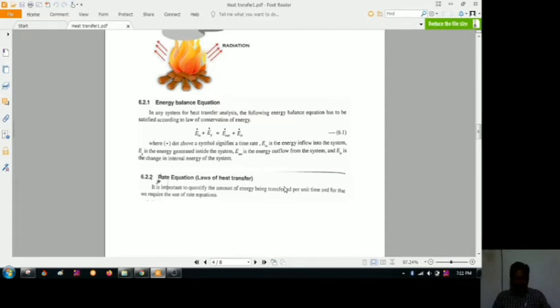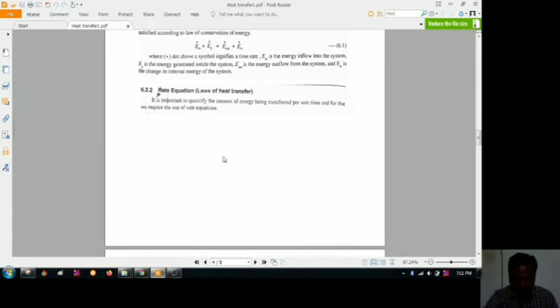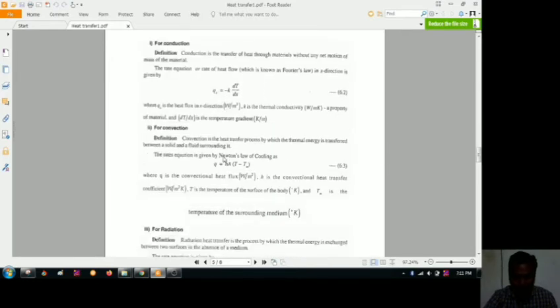Here you can see that energy in plus energy generation is equal to energy out plus internal energy, where the dot above the symbol signifies the time rate. So we are talking with respect to time rate, right? In that aspect we'll see the rate equations, that is the laws of heat transfer. It is important to quantify the amount of energy being transferred per unit time, and for that we require the use of rate equations. So we'll see the first one, that is conduction.